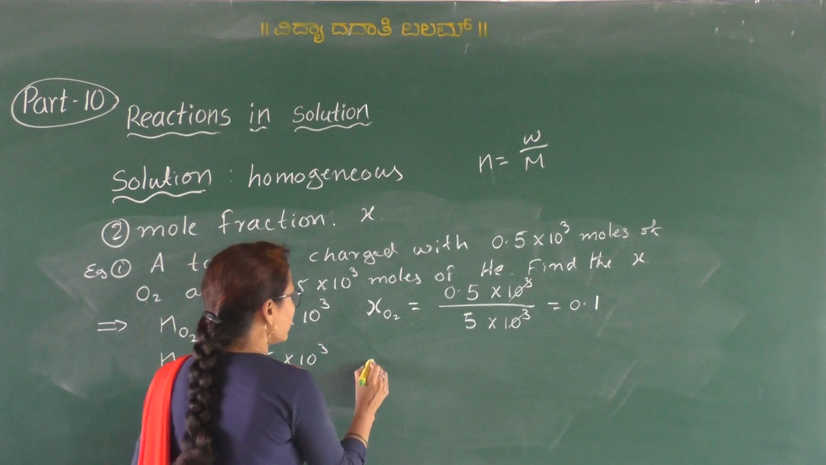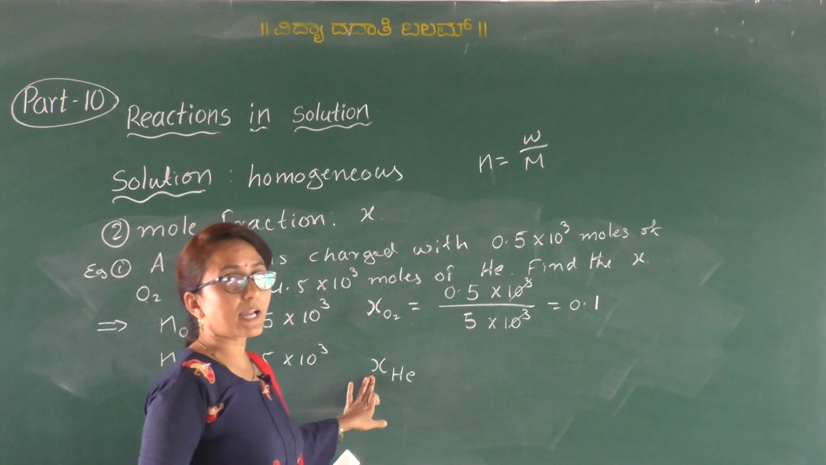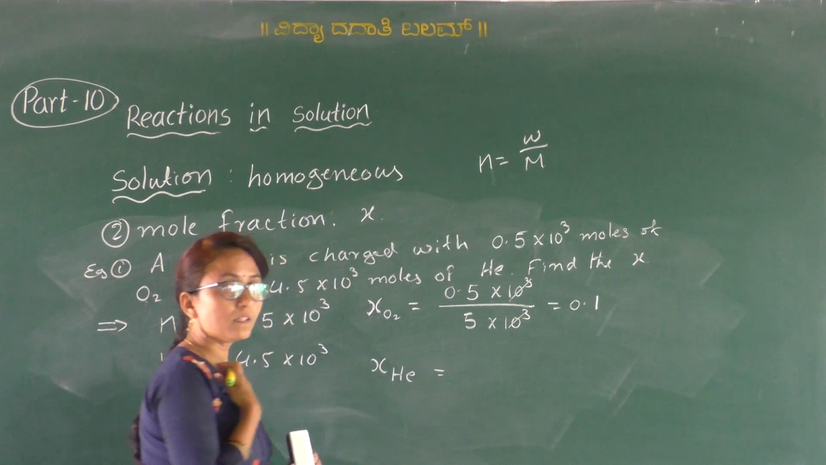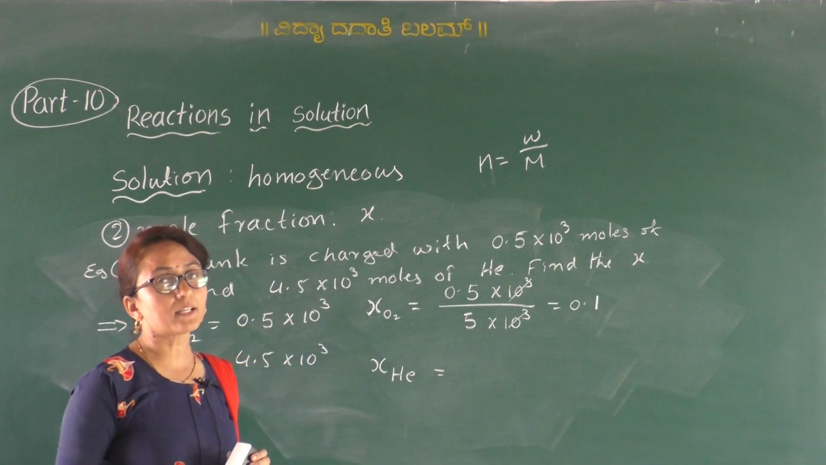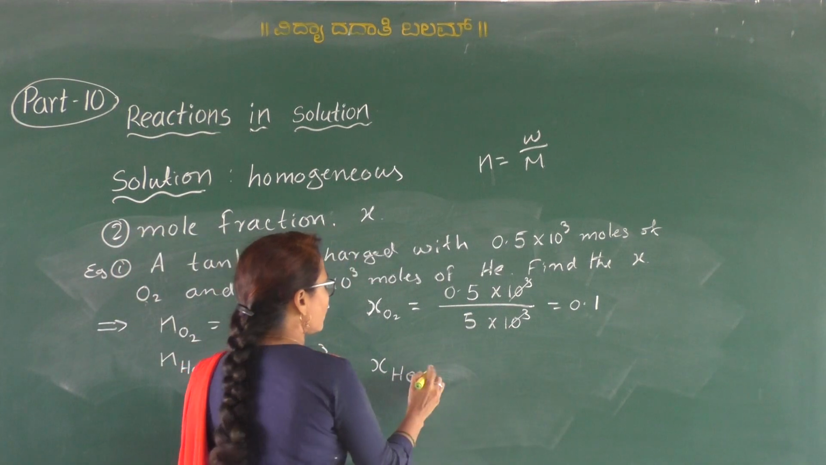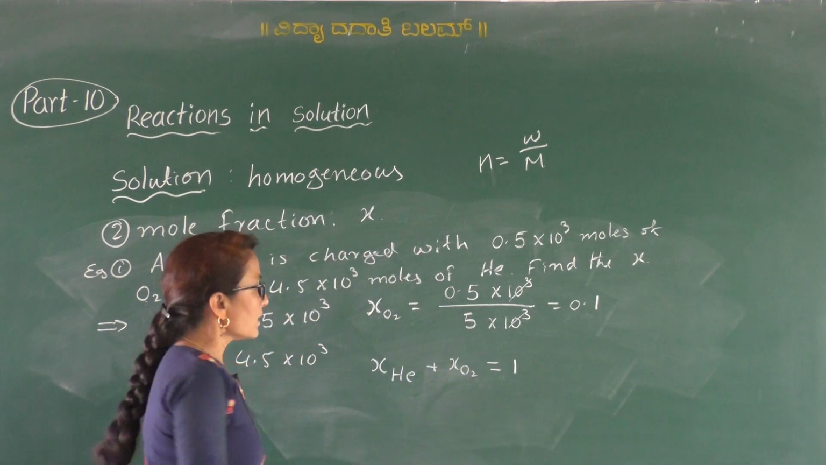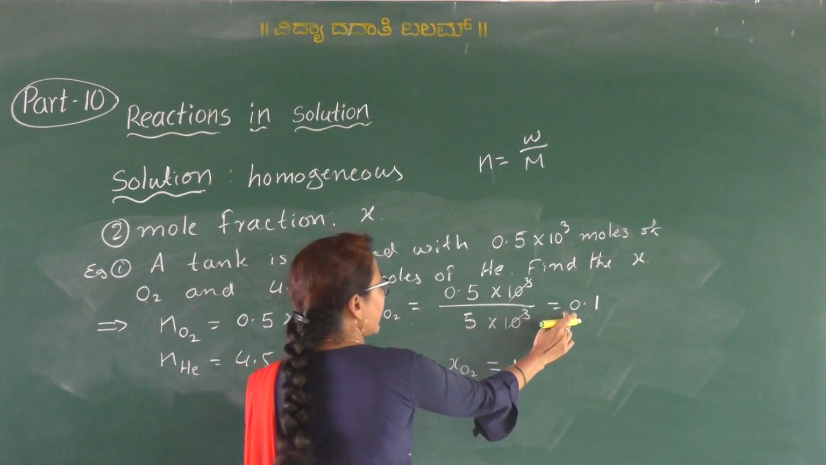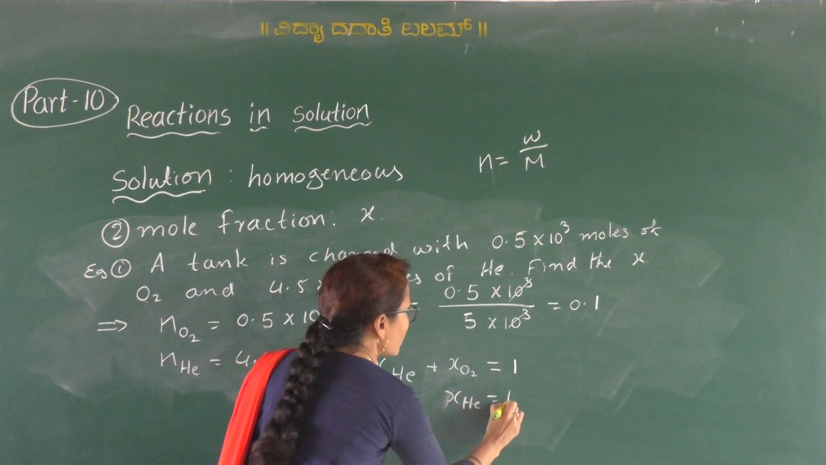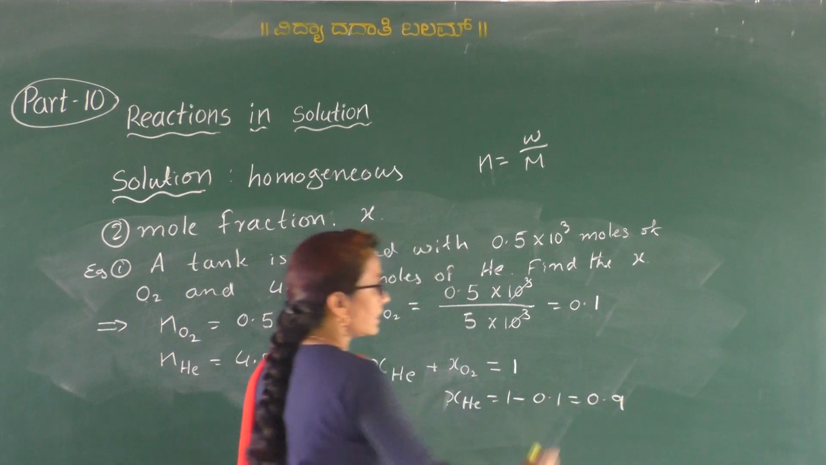So then we have to find out the mole fraction of helium. Mole fraction of helium can be calculated by two methods. One is, we know that the sum of the mole fraction of all the components is equal to 1. So by using the formula, the mole fraction of helium plus mole fraction of oxygen is equal to 1. The mole fraction of oxygen is already calculated and it is 0.1. Therefore mole fraction of helium is equal to 1 minus 0.1, that is equal to 0.9.